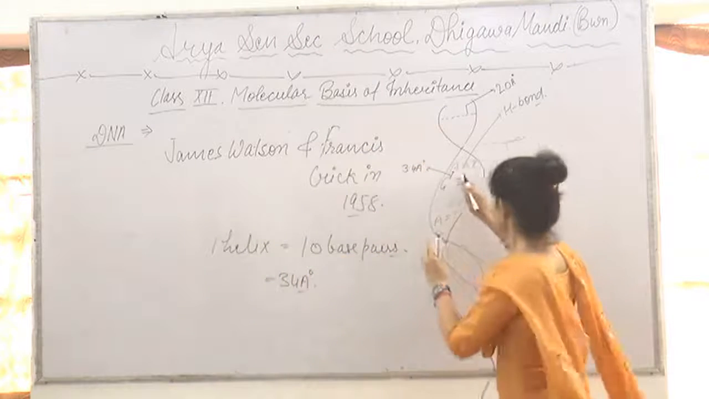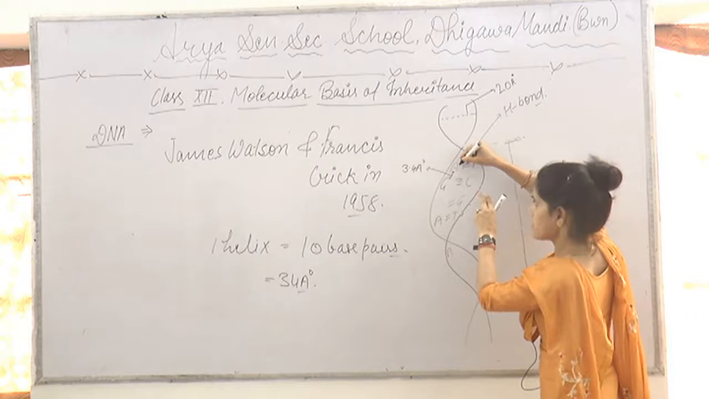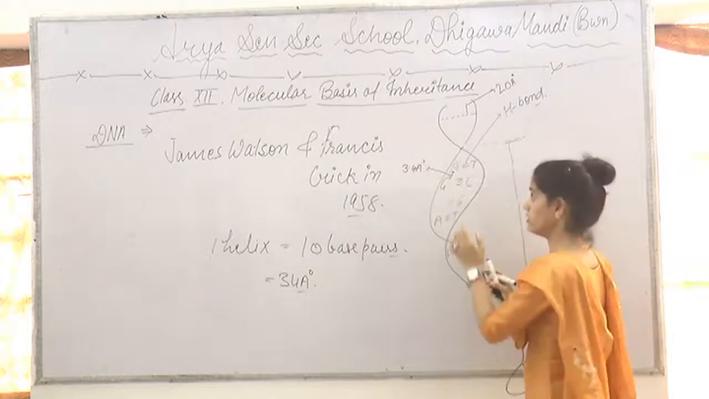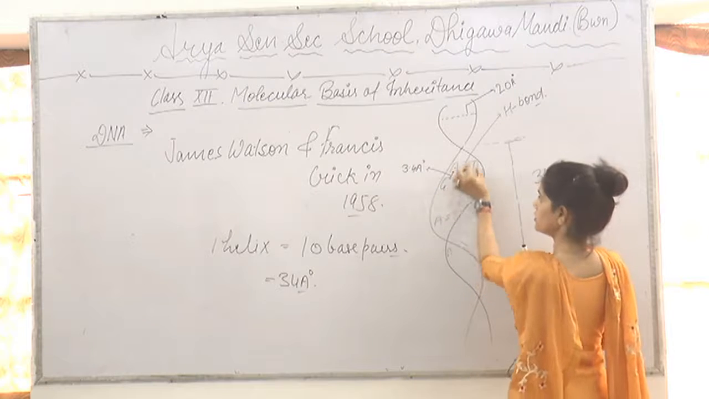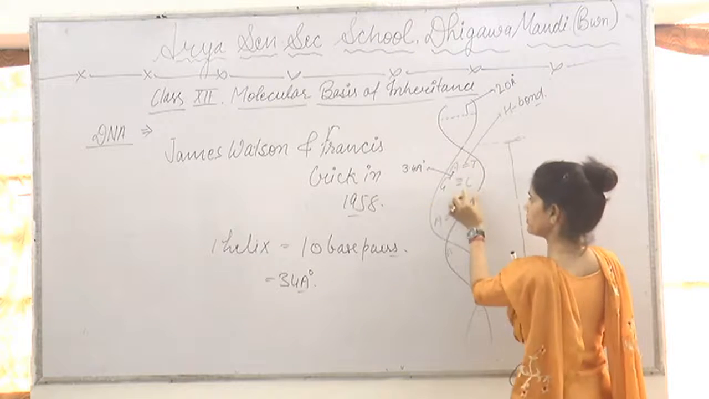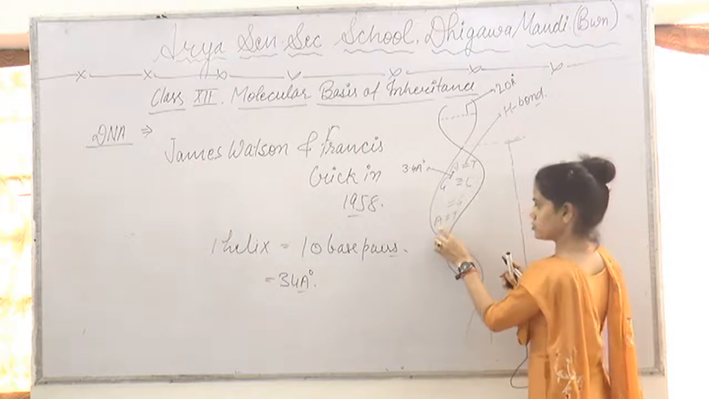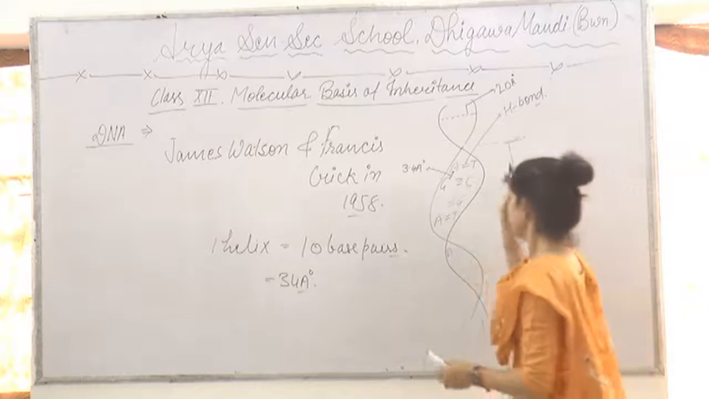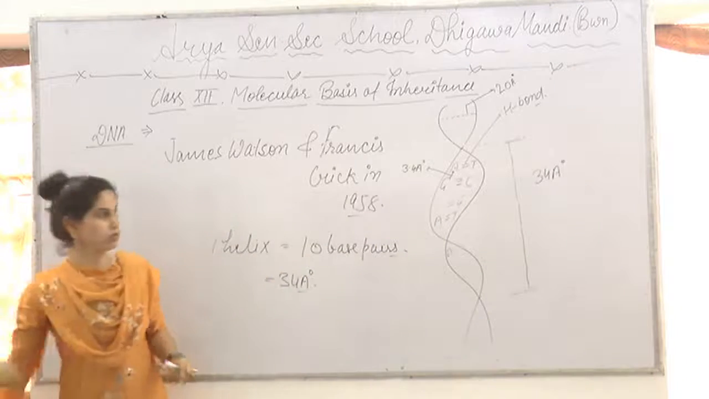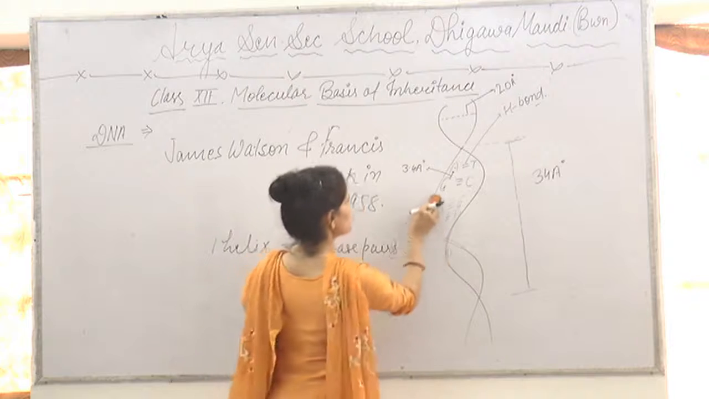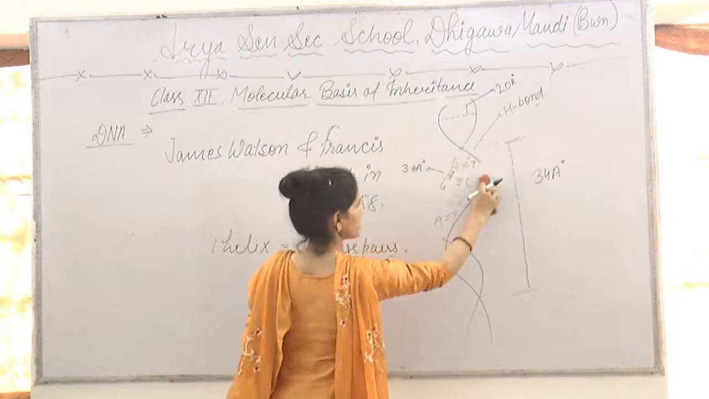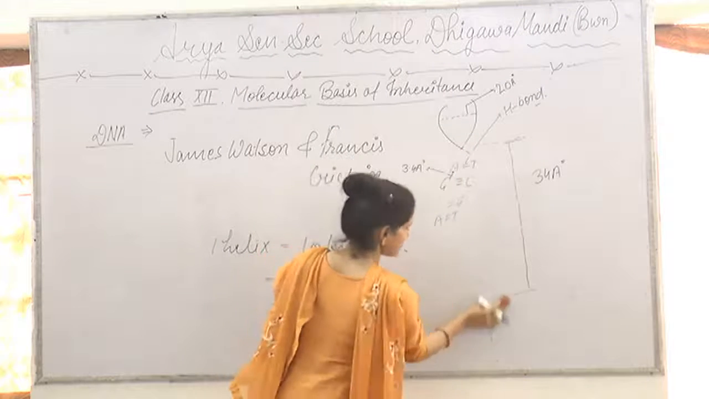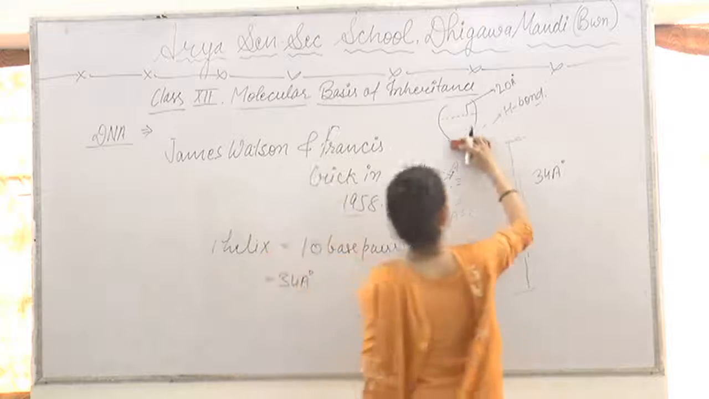Now, this is adenine, this is guanine, both are purine. One purine always pairs with one pyrimidine. One purine, one pyrimidine. Pyrimidine, purine. This is purine, this is pyrimidine. So this is basically the form of DNA. Now as you know, the other two components are also present here, that is the pentose sugar and phosphate group.